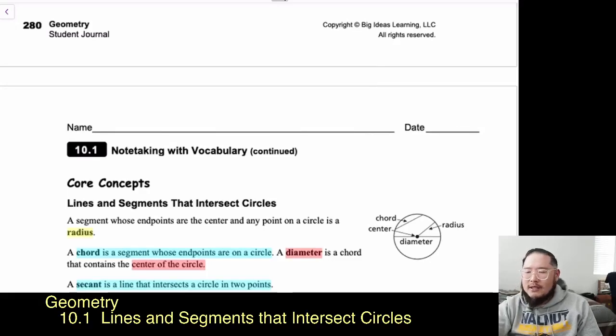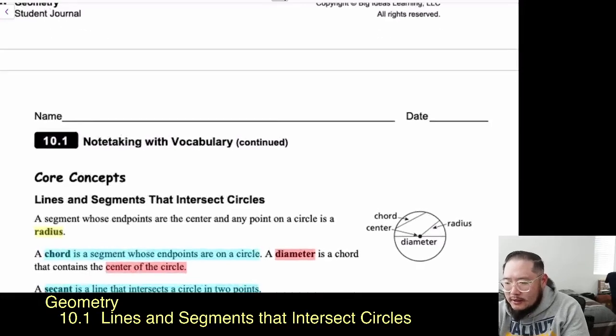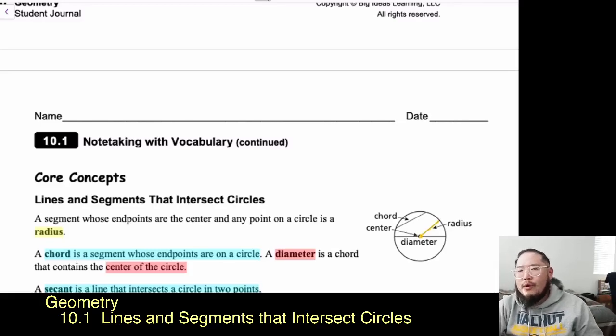So remember, when you're taking a look at this diagram right here, the radius is from the center to the outer part of the circle. And when it's more than one, we say radii. Okay? This new term that you're going to be looking at right here happens to be that of a chord. And a chord is a segment whose endpoints are on the circle.